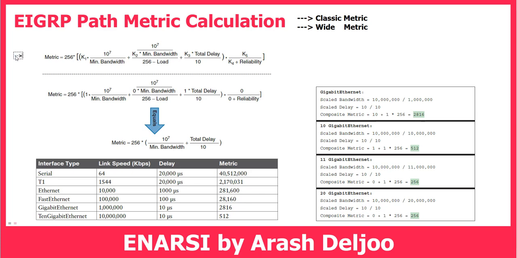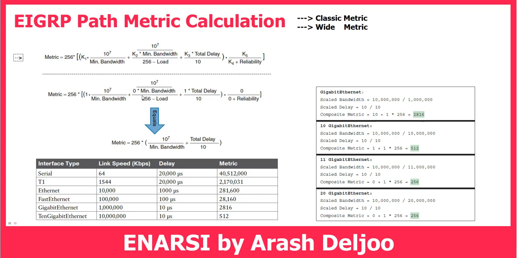As you can see here, we have some parameters such as bandwidth, and then load, and then delay, and then reliability, that we can enable with the K values in the formula of the EIGRP classic metric calculation. And you have learned how we are calculating the metric. We have seen some scenarios, some calculations about this. Okay, let me review here. The first thing that I'm going to talk about regarding the greater efficiency of the wide metric is related to the higher bandwidth that we have today in the WANs.